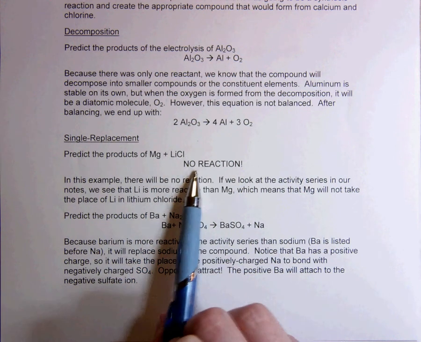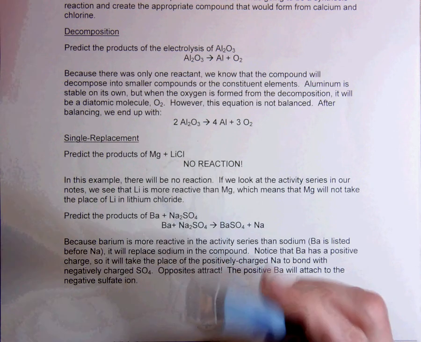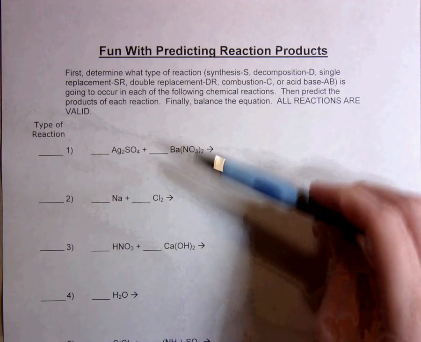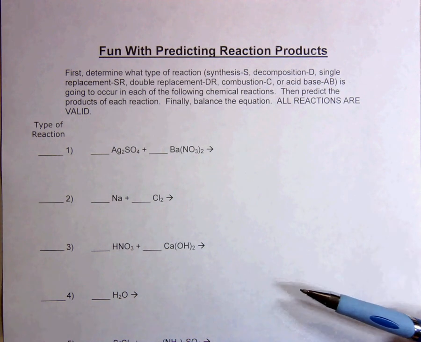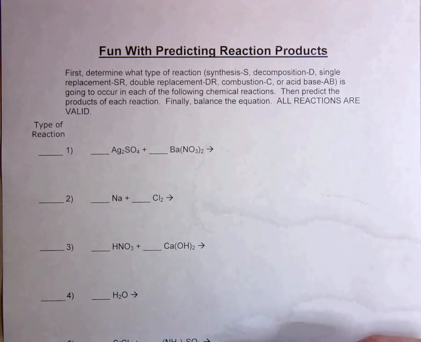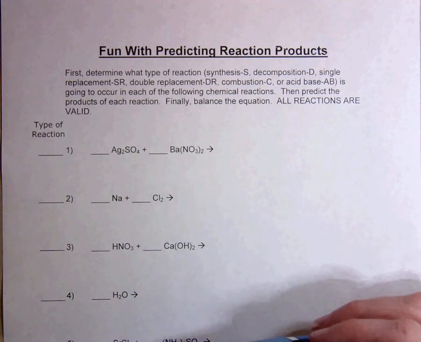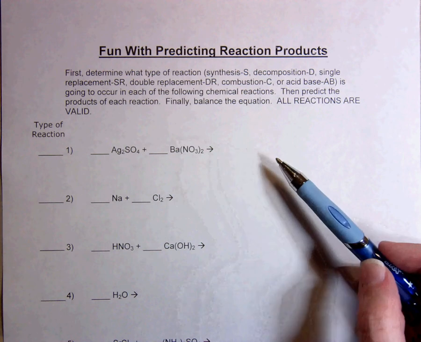Now in this case it says there's no reaction. All of the reactions on this worksheet are valid. It means every single one of these will work. So you don't have to look back at your activity series to determine if any of these work. They all work. So the whole point of this is not to look up the activity series. The point of this is to make sure that you can make the products and balance the equation.